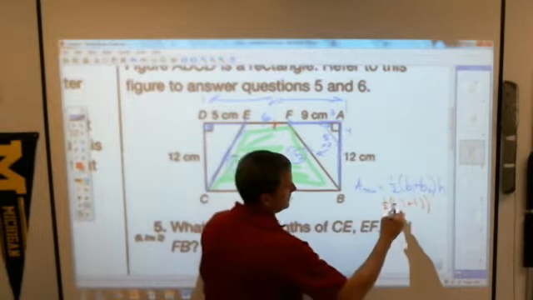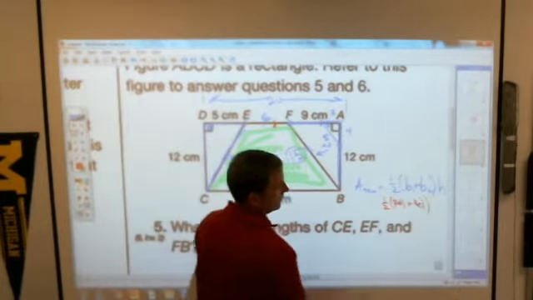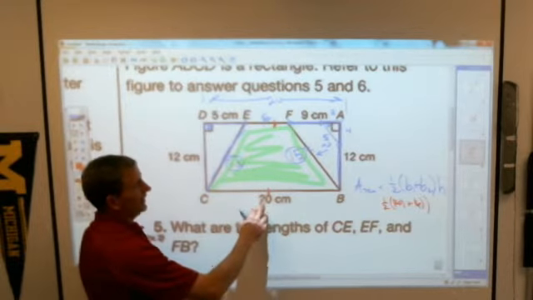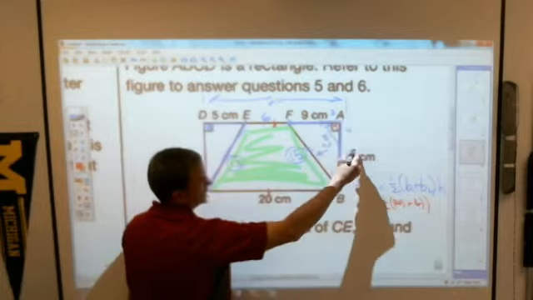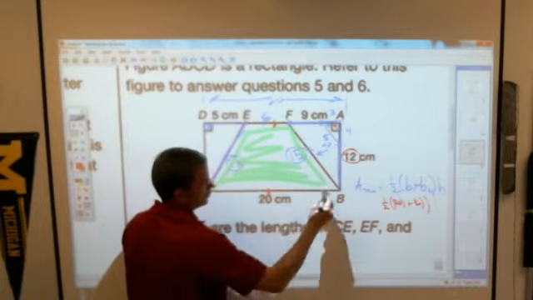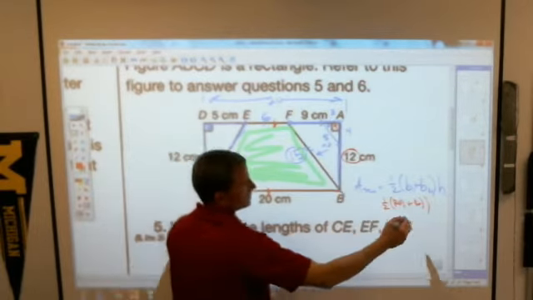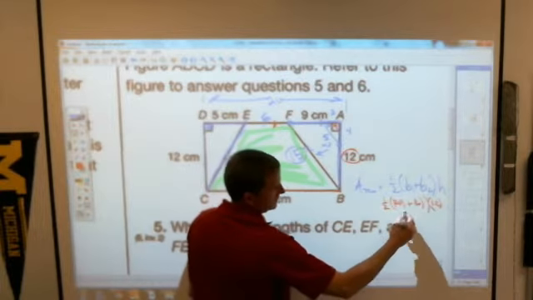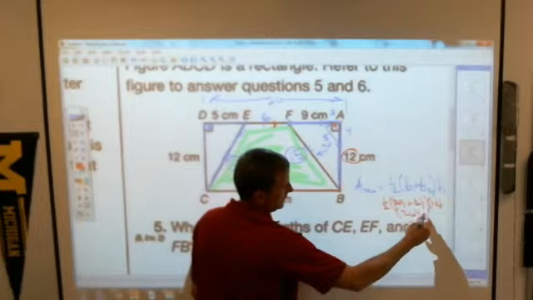So you make it 20 and 6. And the height is always perpendicular to the base, so you're looking for the right angle. Here's your right angle. The height formed by those two lines is 12. So 20 plus 6 is 26.